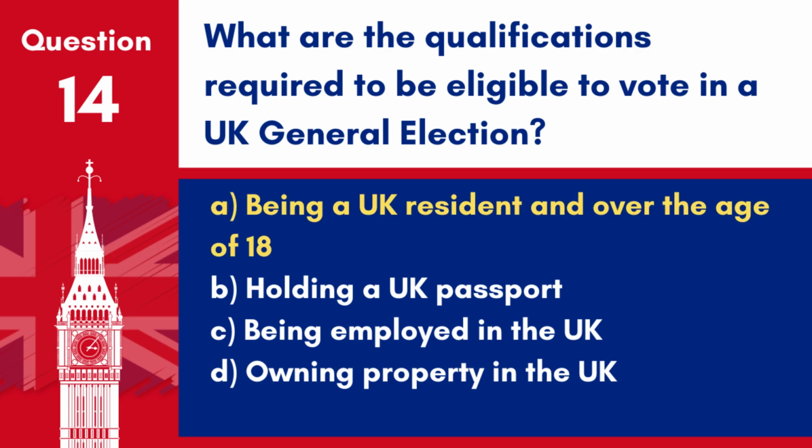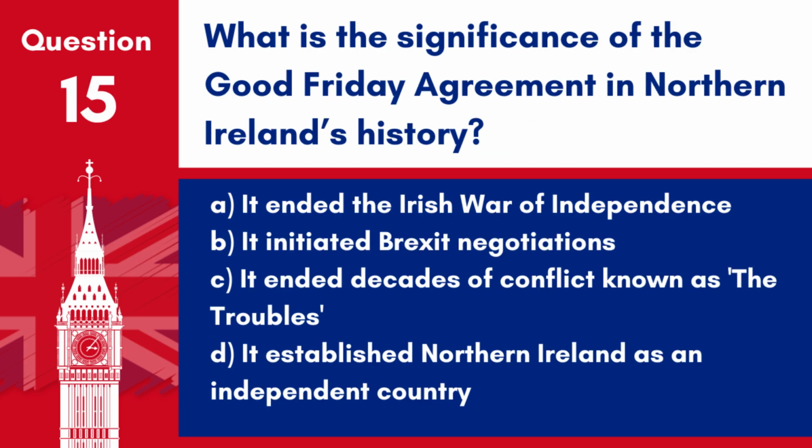Answer: A. Being a UK resident and over the age of 18. To be eligible to vote in a UK general election, you must be a resident in the UK and at least 18 years old on the day of the election. Question 15. What is the significance of the Good Friday Agreement in Northern Ireland's history?